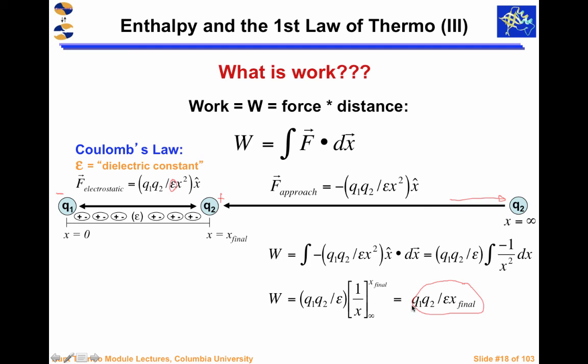definitions and work through the math, and we get that the work done in bringing the Q1 and Q2 together from infinite separation to a distance of x final is Q1 Q2 over epsilon x final. This is what has been explained to you before as the electrostatic potential energy. And so what do we see? We see the electrostatic potential energy is exactly equal to the work that was done by the electric force in bringing these two charges together. So that is the meaning of the electrostatic potential energy.